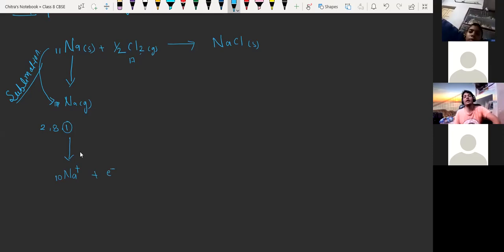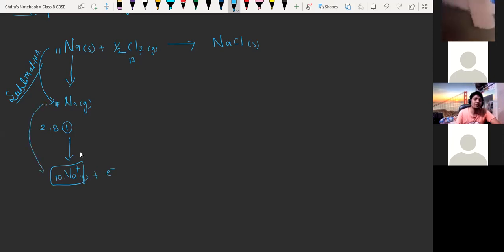See, sodium has lost 1 electron and formed a positive ion here. That sodium positive ion is again present in gaseous state only. Understood? When a metal converts into a metal ion, this process is called ionization.